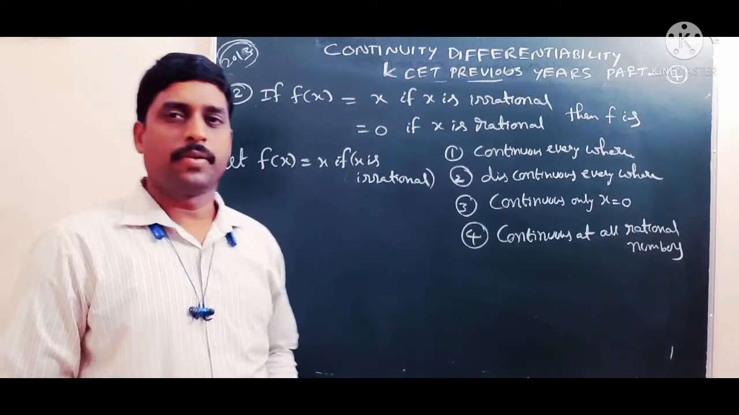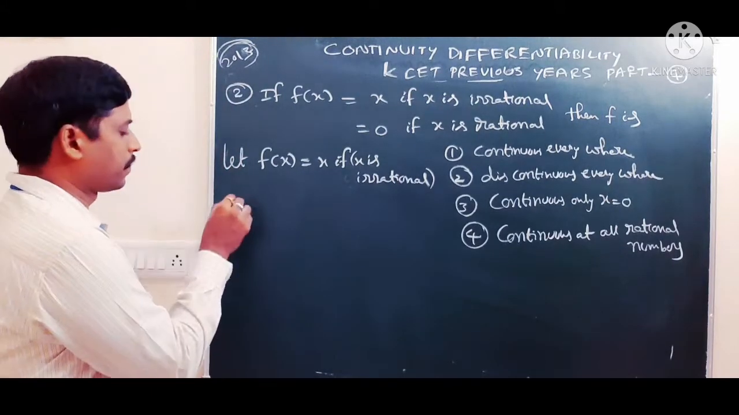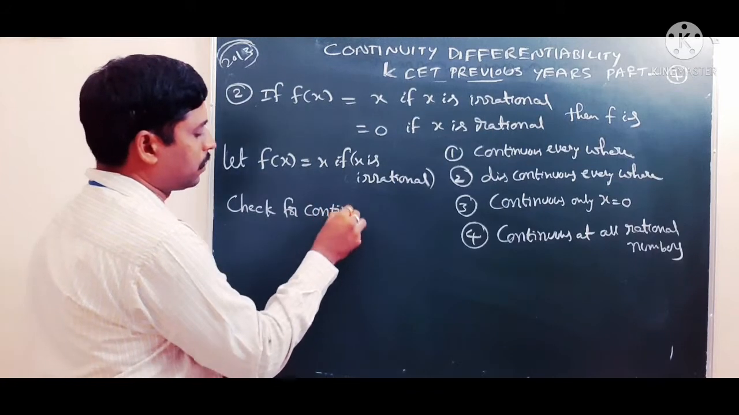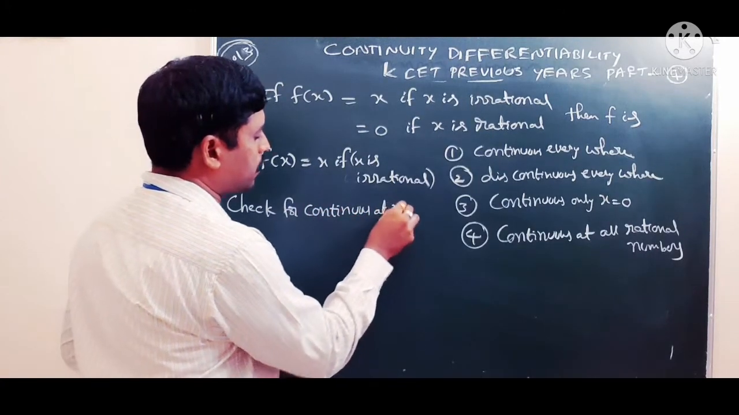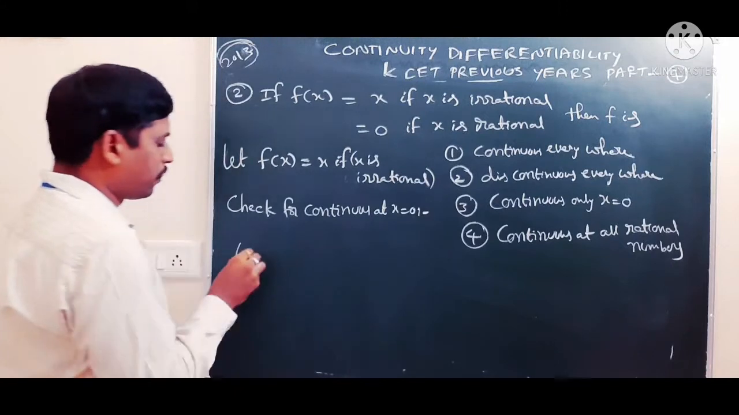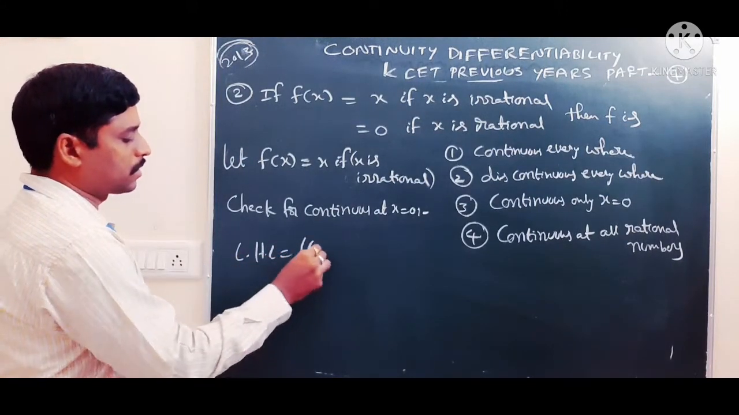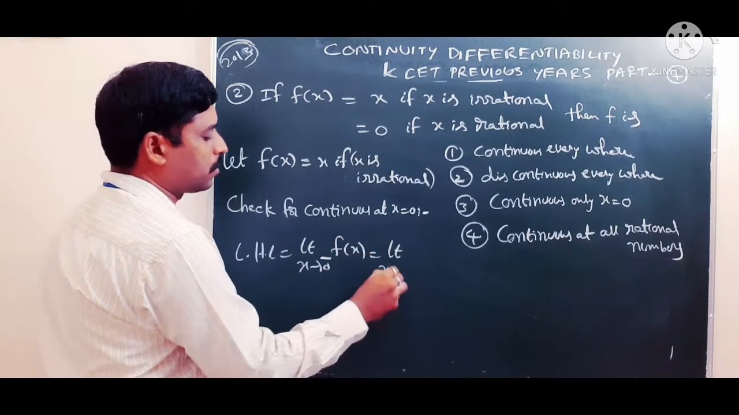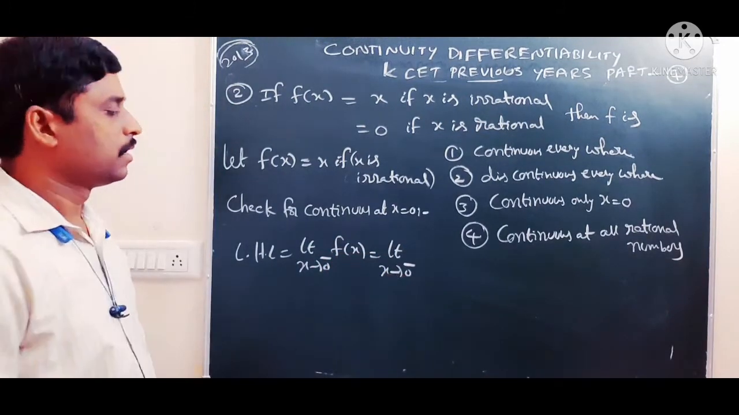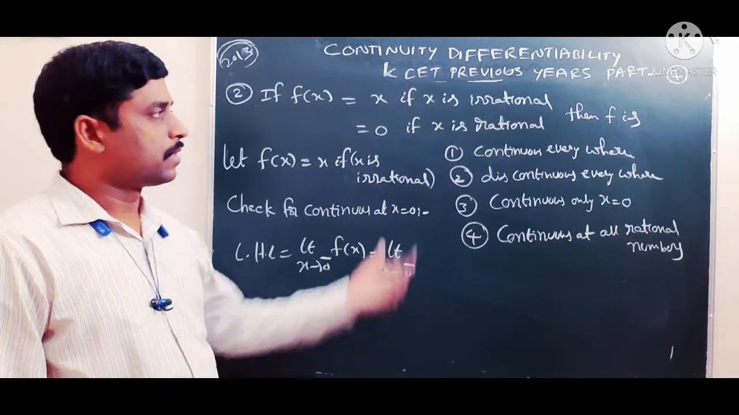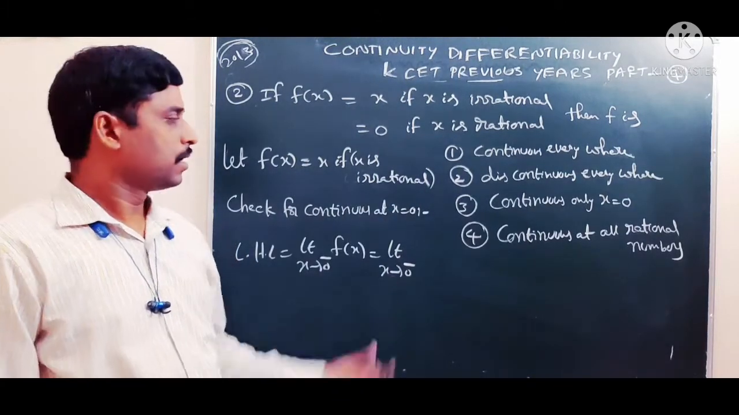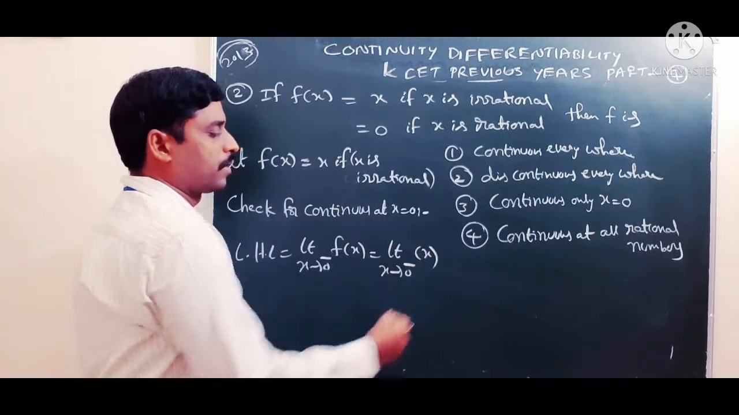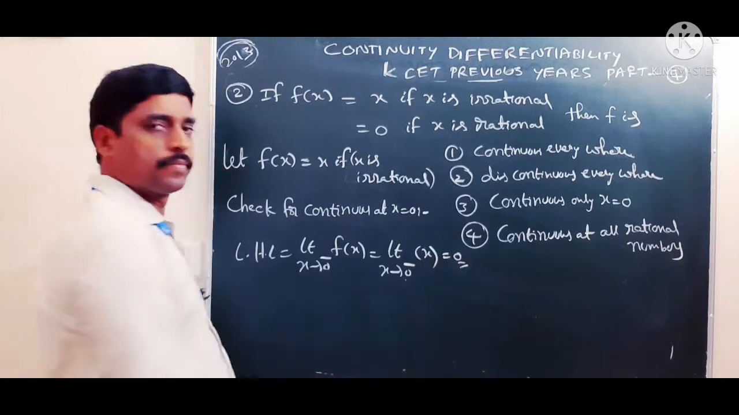First check for continuity at x is equal to 0. Now we have to find the left hand limit. So limit x tends to 0 minus f of x, where x is less than 0. Rational numbers and irrational numbers, both are there. So if x is irrational, f of x is x. Put x as 0, this will be 0.